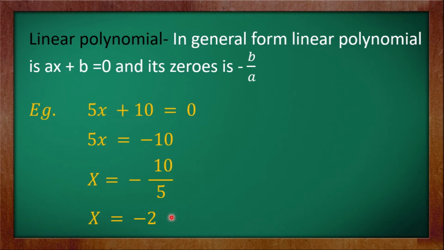Now we will compare this with the formula minus b upon a. So minus 2 equals to minus b upon a. The value of b from the equation 5x plus 10 is 10 and the value of a is 5. So we will keep here minus 10 upon 5. After solving this, we get minus 2 equals to minus 2.